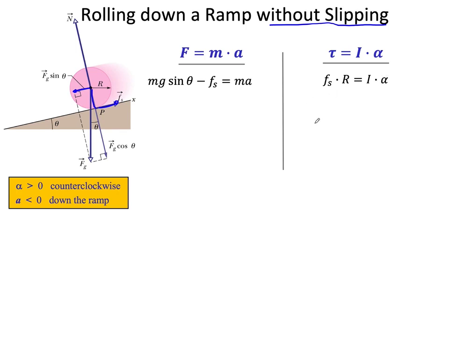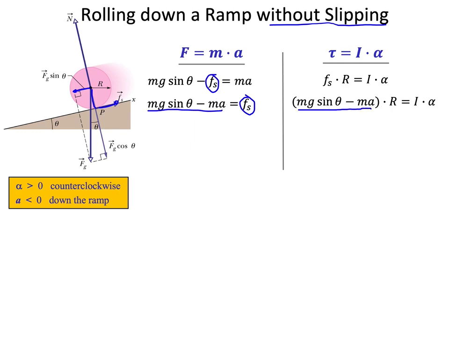And now let's go play with this a little bit. Solving this side for the force of static friction, moving that to the other side, and then moving MA over there, we get this. And now I can move that over to this side. So I've taken this quantity right here and plugged it in over here. And so we get this.